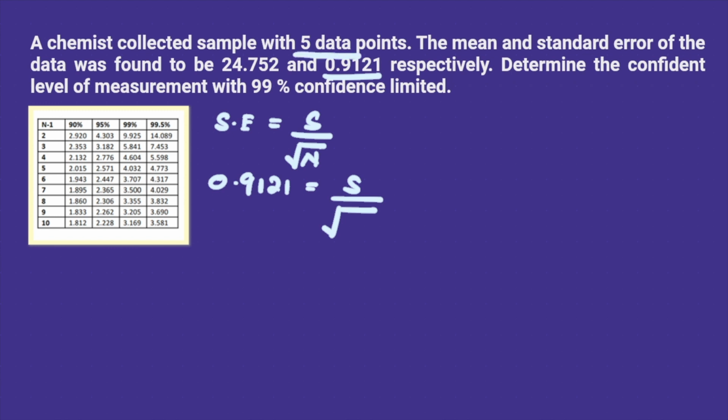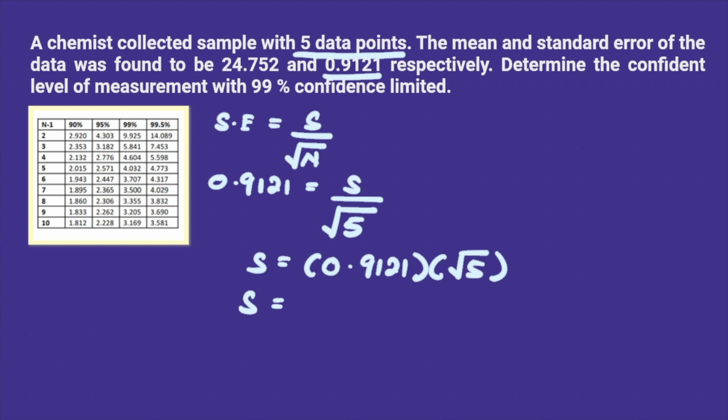So what is n? It is the number of data points. Given in the question, you have 5 data points. Therefore, your standard deviation is equivalent to 0.9121 times the square root of 5. Therefore, you should get your S equivalent to 2.0395. Alright, so right after this, then only we can calculate the confidence level.